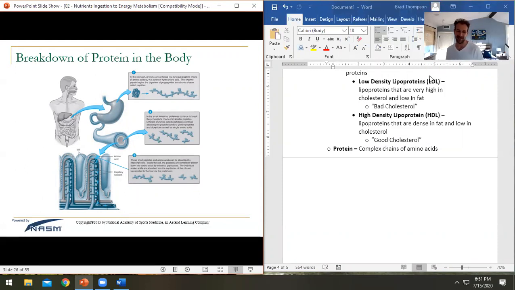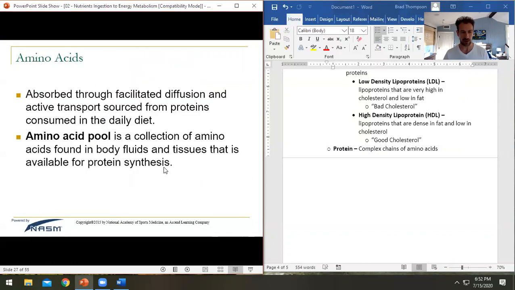All right, but I gave you the information. So here's how proteins look. You can kind of see these big complex chains. These are all the amino acids here. And your body is going to cleave off different sections until you're left with individual amino acids.